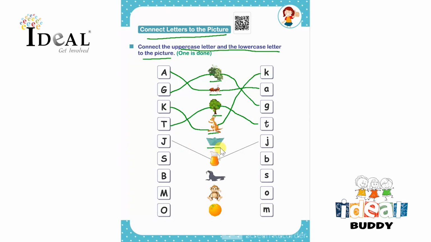After that it's boat. The beginning sound is B. So they have to connect the uppercase B and the lowercase b to the given picture. After that it's sea lion. The sound is S. Beginning sound is S. So they have to connect the uppercase S and the lowercase s to the given picture. After that it's M for monkey. So the beginning sound is M. So they will be connecting the uppercase M and the lowercase m.